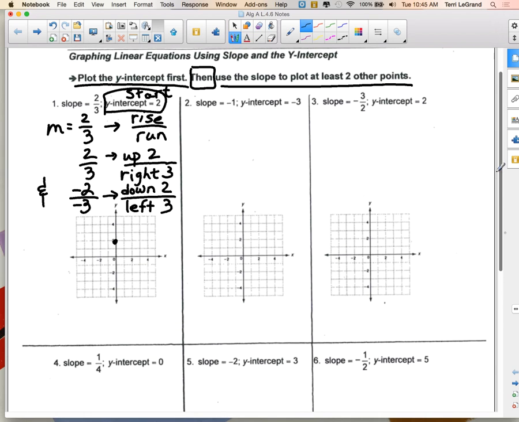So, we go back to our y-intercept that's already on our graph. We go up 2, and to the right 3, and we put a point. Up 2, right 3. Now we go back to the y-intercept. Because here's the deal. If I stay at the point that I was at and I use it, down 2 and left 3, I'm just going to land back on the y-intercept, aren't I? So let's go to the y-intercept and go down 2 and left 3 and create a second point using slope, which ends up becoming our third point.